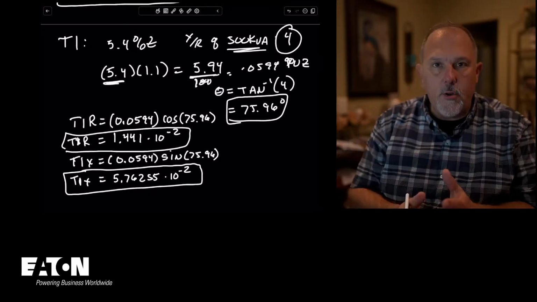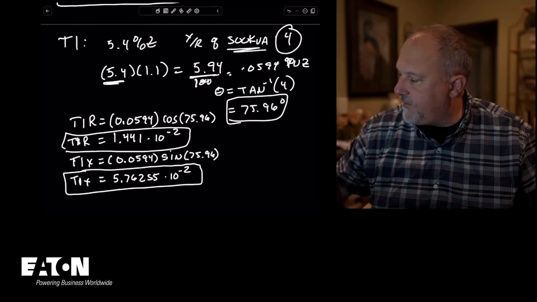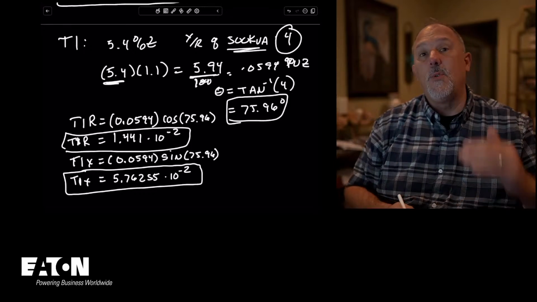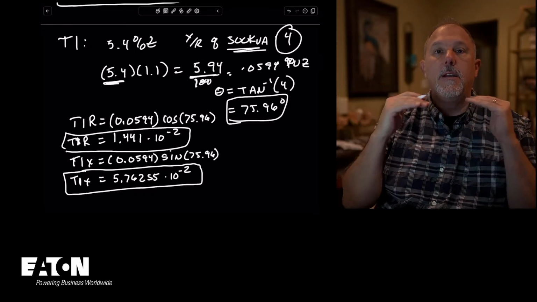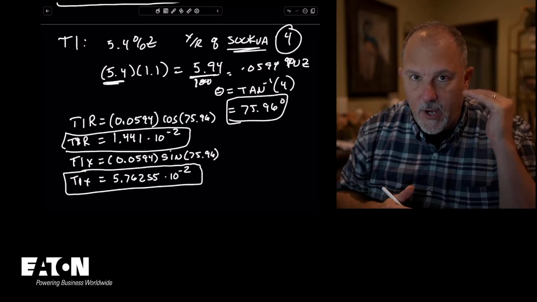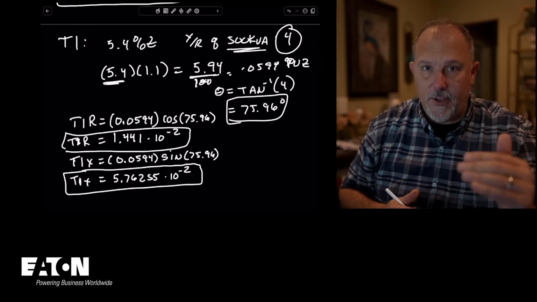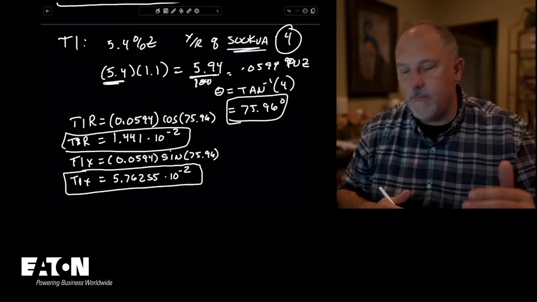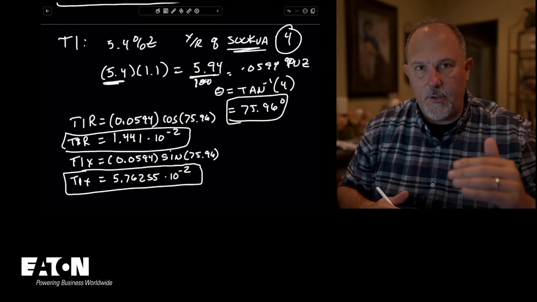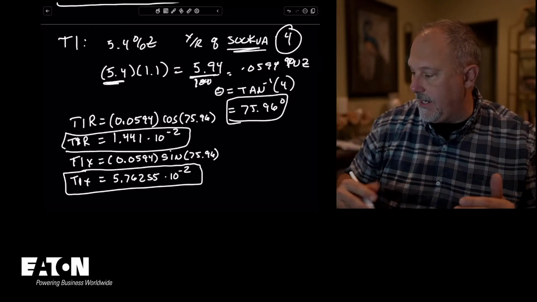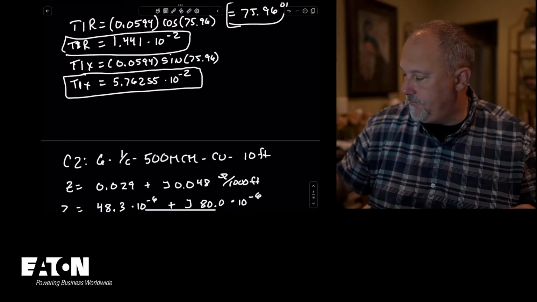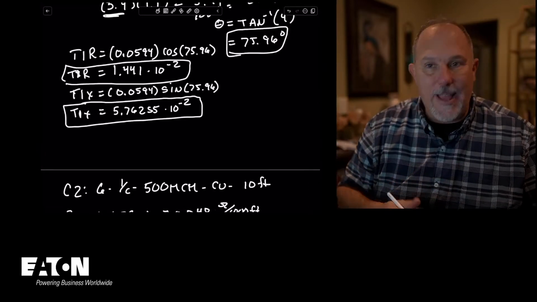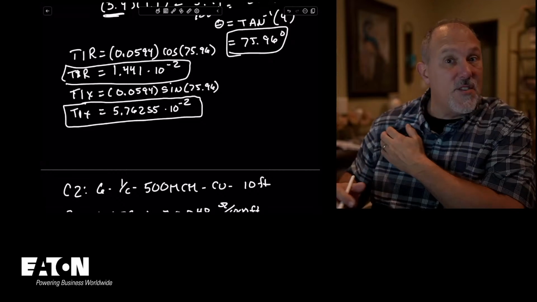Then we broke the percent impedance, that 0.0594 Z, into an R and an X. We determined the R by taking the Z value per unit times cosine of theta. We determined the X by taking the Z times sine of theta. That got us our R and our X for the transformer.